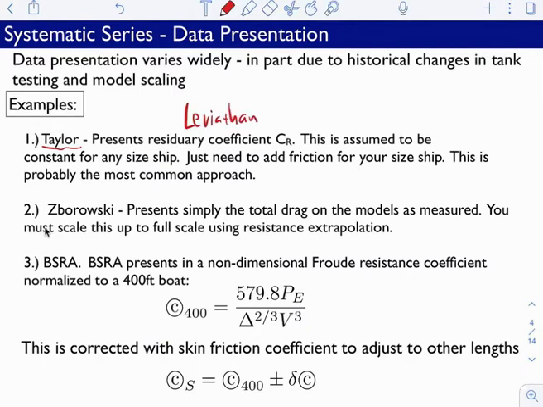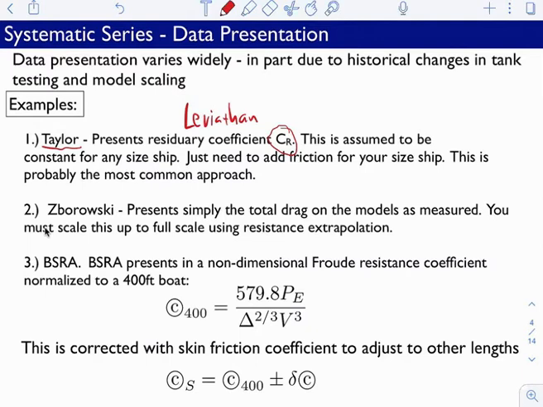And what the Taylor systematic series presents is residuary coefficients. So think about our Froude method of resistance decomposition, subtracting frictional values, leaving you with this residuary coefficient. And that's what the Taylor data presents for you. So you're in charge of basically adding friction for your size ship.